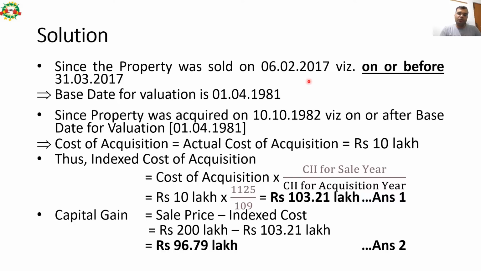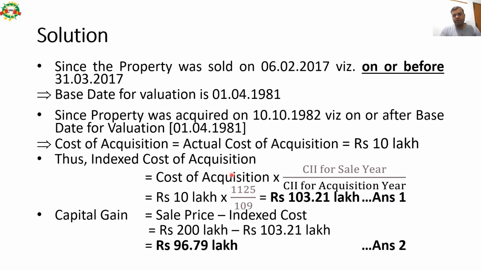Since the property was sold on or before the date of 31st March 17, which is a very important date, the base date for valuation is 81. Had this property been sold after 31st March 17, then the base date for valuation would have been 1st April 2001. But here it has been sold before 31st March 17. Thus the base date for valuation is 1st April 81. Now the property was acquired on 10 October 82, that is on or after the base date. That means cost of acquisition is equal to actual cost of acquisition, which is equal to 10 lakh rupees.